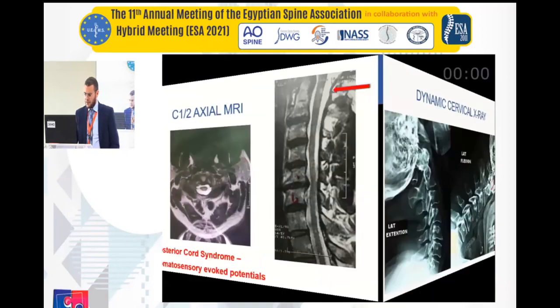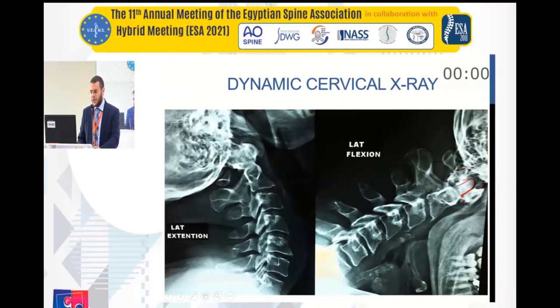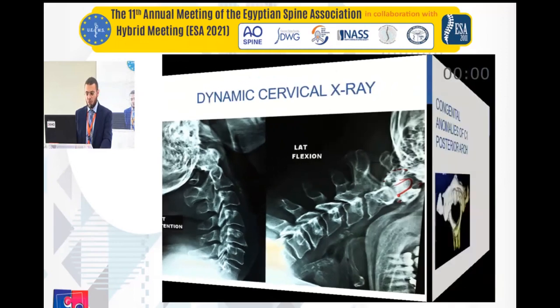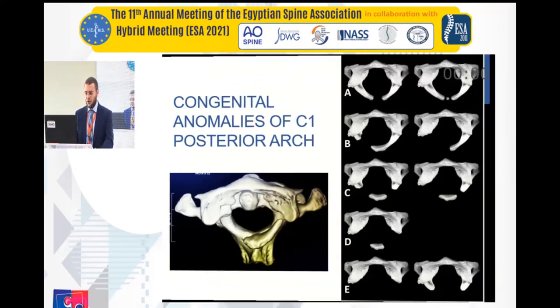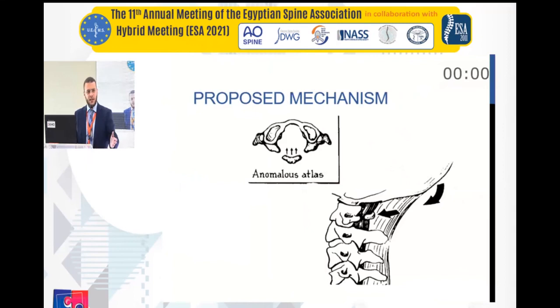So when we did a dynamic X-ray on this patient, we started seeing some abnormalities in the posterior arch of C1. You can see they have a congenital anomaly, type C, at the posterior arch. The posterior arch is floating and not connected to the anterior arch. So I started looking at the literature, and I found a paper proposing a mechanism: when this patient extends his neck, this posterior fragment pushes and compresses the spinal cord posteriorly.